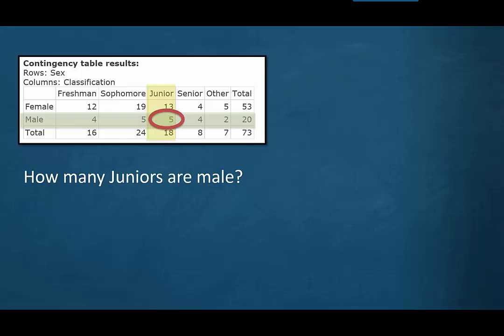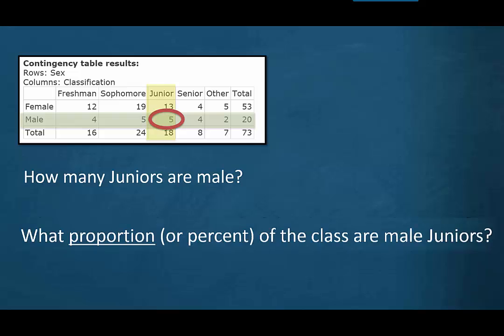So for example, we could ask what proportion or percent of the class are composed of male juniors. So take the number of male juniors, 5, and divide it by the total number that are in the class, 73. So this gives us about 0.068 or 6.8%.